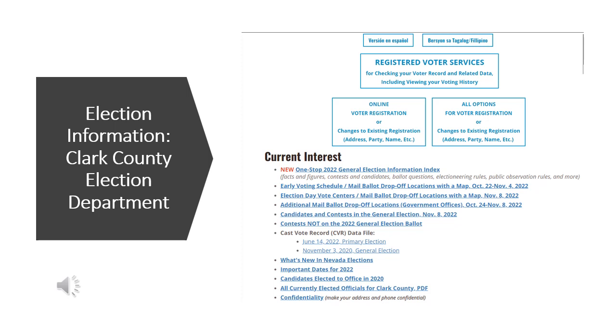But let's say you only wanted the early voting schedule, or you only wanted to look at important dates for the 2020 election. You can click on any of these links and it will provide you with the information that you need. So again, all you have to do is Google Clark County Elections Department and you'll be able to get right to this website.